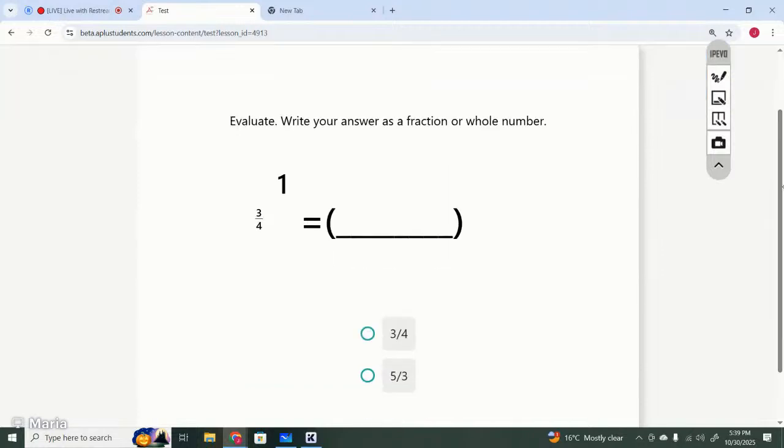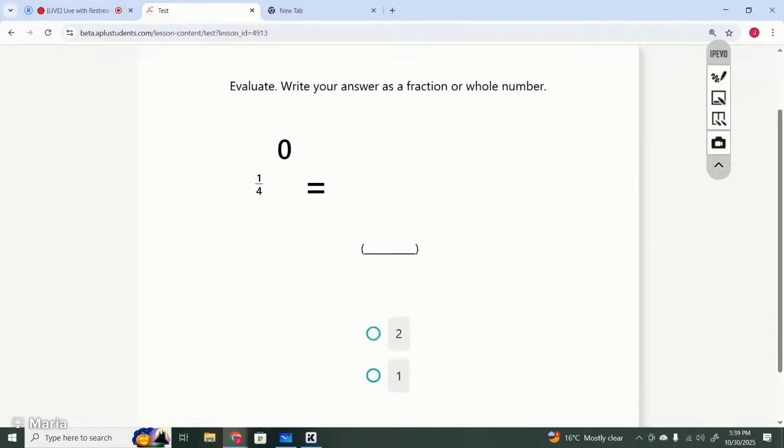3 by 4 exponent 1. So when the exponent is 1, that is 3 by 4. 1 by 4 exponent 0. 1 it is. Option number 2 is the correct option.